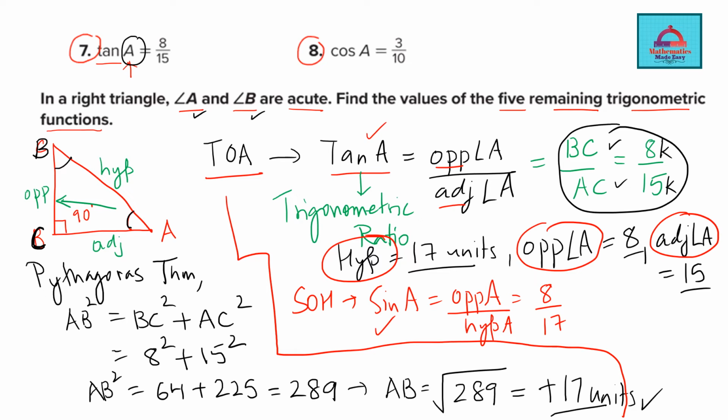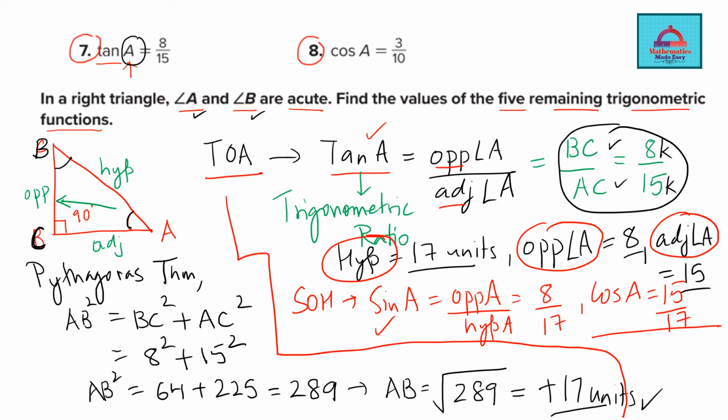We already had tan. Let's do cos. So cos will be adjacent divided by hypotenuse. So now I'm directly writing 15 over 17. Correct? Now we're just left with the remaining three, which are reciprocals. So it's easy to say that we don't need to write the formula again.